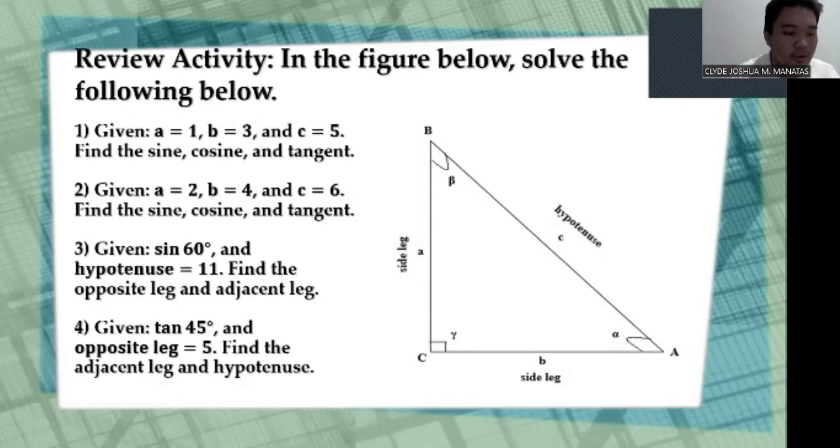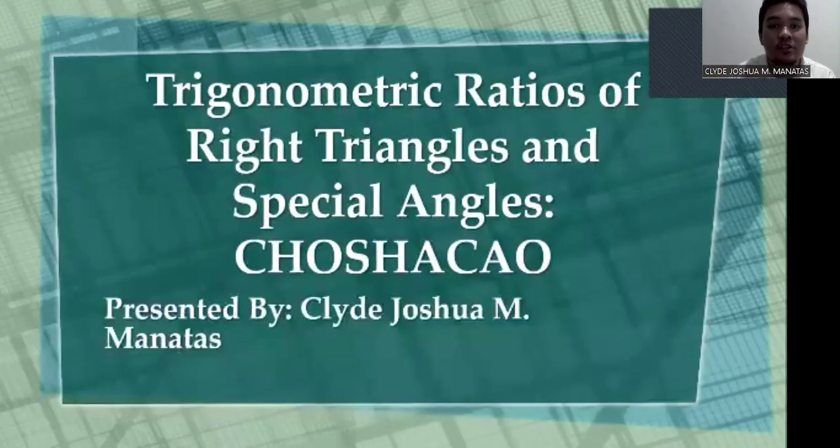Okay, since we have now refreshed our minds on our past activity and past lesson, it's time for you to know about our new lesson. We are now discussing trigonometric ratios of right triangles and special angles, but we are now focusing on the Choshakal.